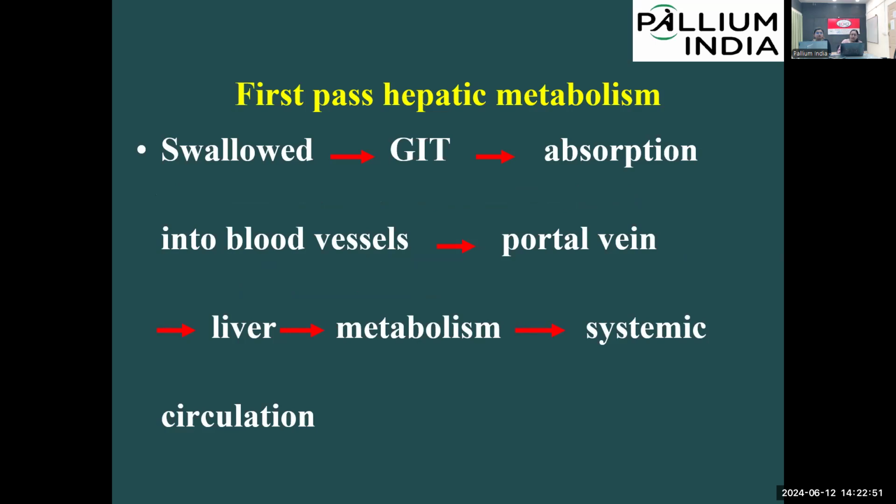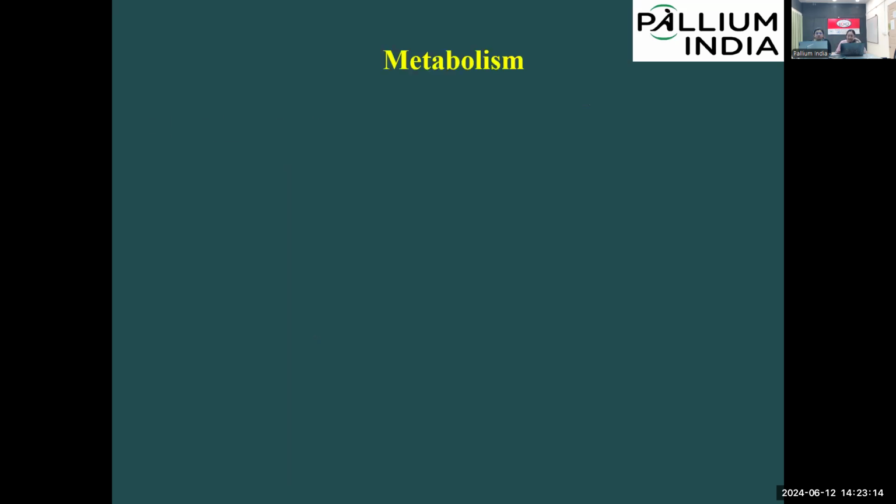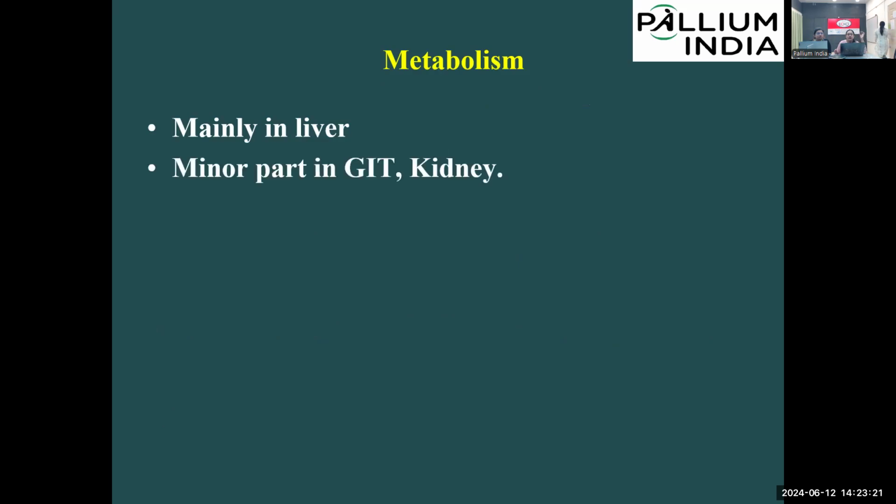And how does morphine undergo metabolism? Once it is taken orally or swallowed, it reaches the gastrointestinal tract, from where it is absorbed into the blood vessels. It enters the portal vein circulation and reaches the liver. In the liver, it undergoes metabolism and the metabolites are released into the systemic circulation. Though the majority of metabolism takes place in the liver, there is some amount of metabolism happening in the gastrointestinal tract as well as in the kidney.